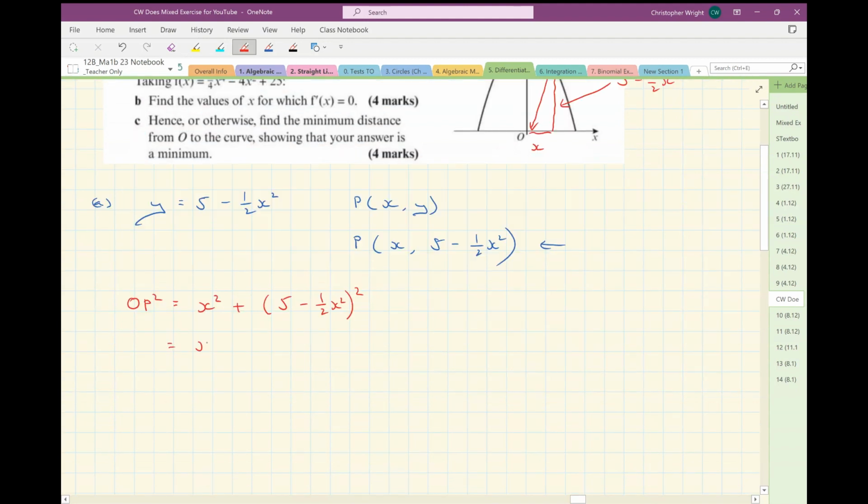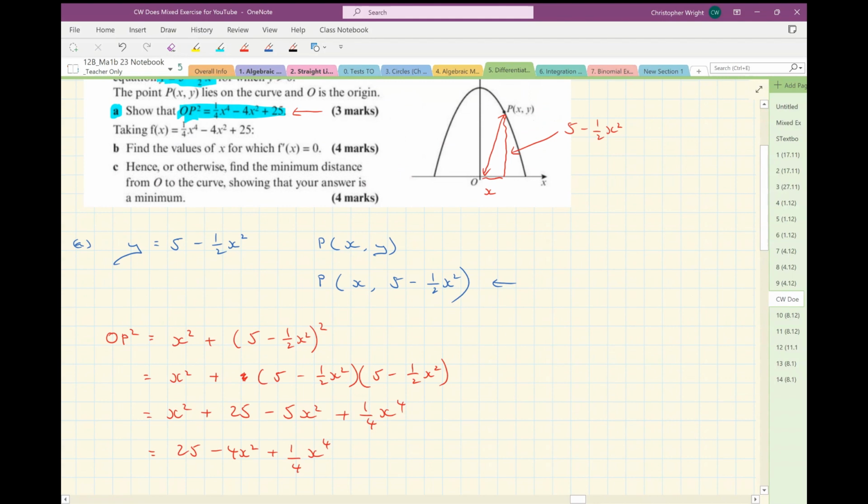So that will be x squared plus, open bracket, 5 minus a half x squared times 5 minus a half x squared, which is going to be x squared plus 5 5s are 25. Then I'm going to get minus 2.5 x squareds and another minus 2.5 x squareds. And then I'm going to get plus a quarter x to the power 4, which is going to be 25 minus 4x squared plus a quarter x to the power 4.